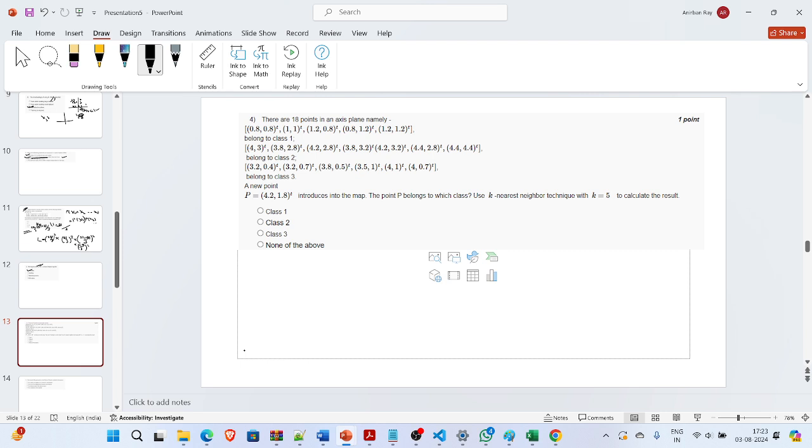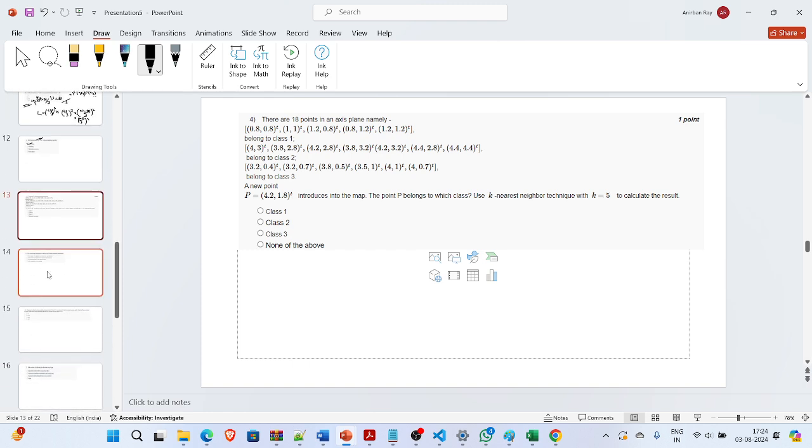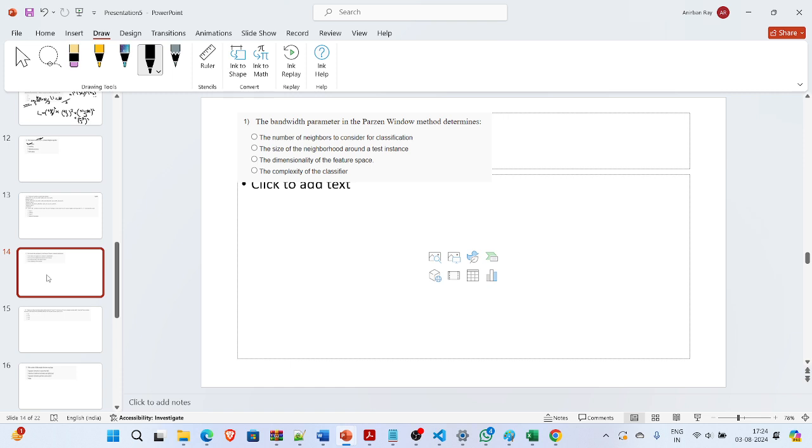What you have to do is take the distance. Distance is the square root of the difference squared plus the difference squared. Take the least 5 and see which class they belong to. That majority is the answer. I haven't done this because it would take so much work.